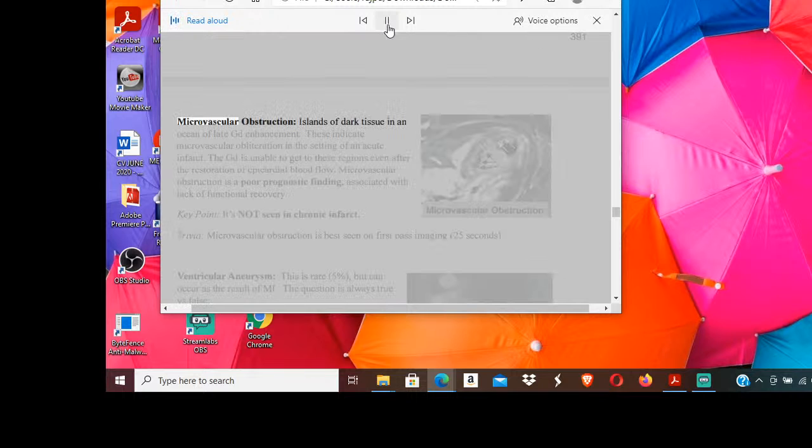Microvascular obstruction: islands of dark tissue in an ocean of late gadolinium enhancement. These indicate microvascular obliteration in the setting of an acute infarct. The gadolinium is unable to get to these regions even after the restoration of epicardial blood flow. Microvascular obstruction is a poor prognostic finding, associated with lack of functional recovery. Key point, it's not seen in chronic infarct. Trivia, microvascular obstruction is best seen on first pass imaging, 25 seconds.